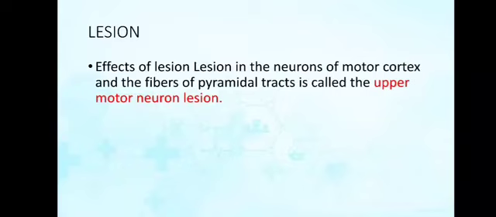The effect of a lesion of the neurons of the motor cortex and fibers of the pyramidal tract is known as the upper motor neuron lesion. So we discussed the upper motor neuron and lower motor neuron. Any kind of disturbance, for example tumors, that happens in the upper motor neuron is the upper motor neuron lesion. At the same time, if it affects the lower motor neuron, it is known as a lower motor neuron lesion.